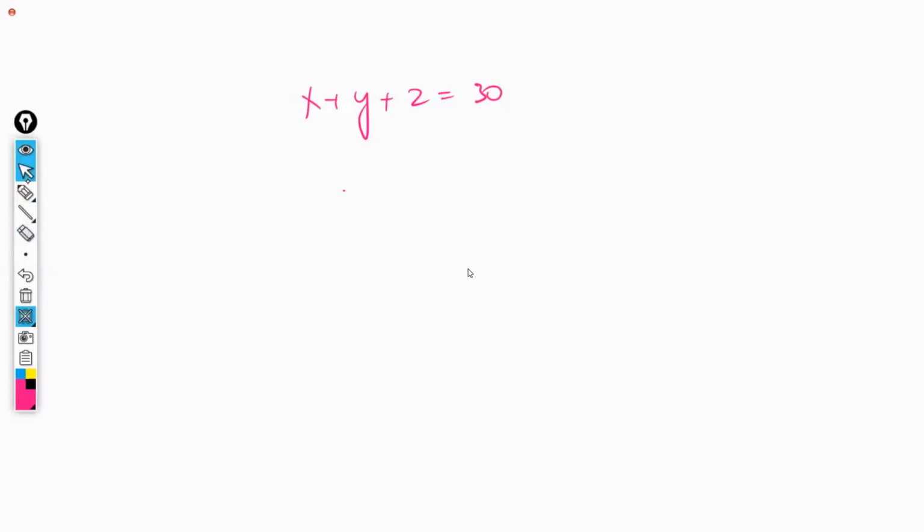Okay, let me fix one. Any one, let me fix. Let us fix this one as 10. 10 plus y plus z is equal to 30. Now tell me, what are the options for y and z? Again, infinite number of options, right?